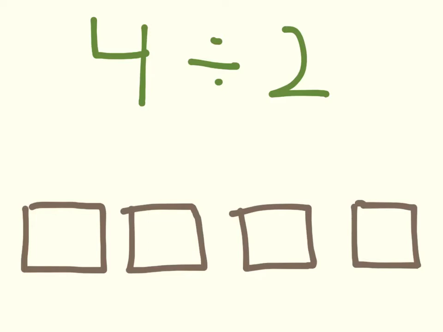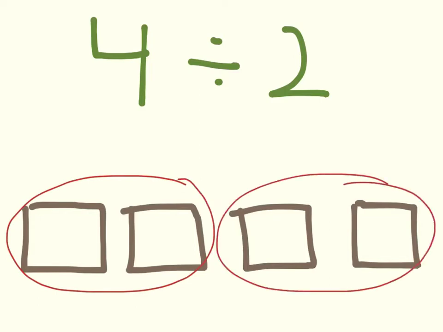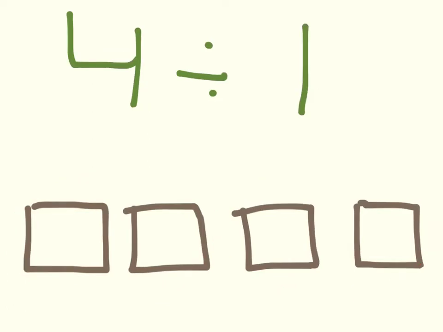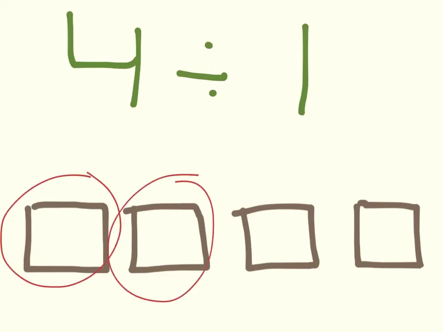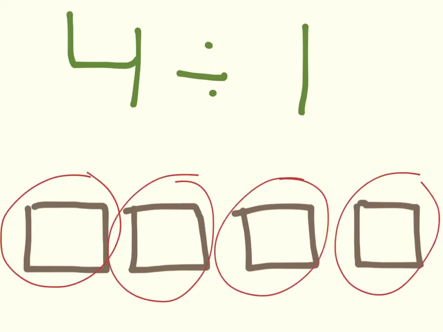We're looking at 4 divided by 2. How many groups of 2 are there in 4? Well, we got 1 here and 1 here. So 4 divided by 2, of course, is 2. And then we've got 4 divided by 1. How many groups of 1 are there in 4? Of course, there are 1, 2, 3, 4 of them.